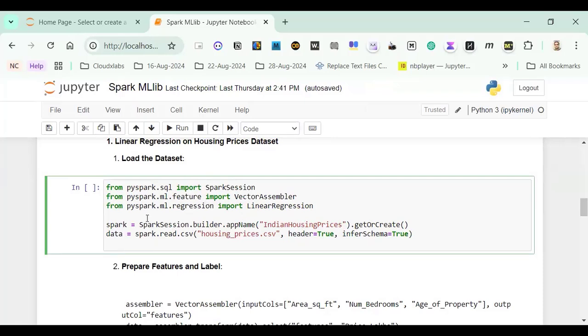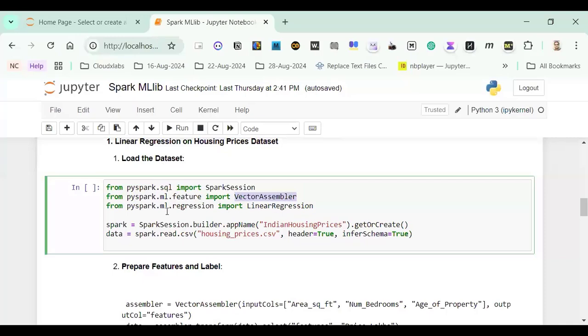Okay. So in these cases, we are initiating the Spark session, and in the PySpark ML library we import the ML feature VectorAssembler, and in PySpark ML regression, LinearRegression is there. Okay. In scikit-learn, in the early cases, we took a linear regression, right? So it's a similar concept here.